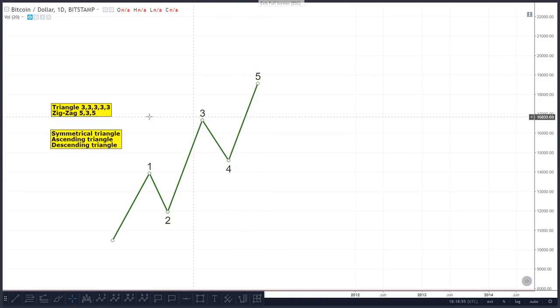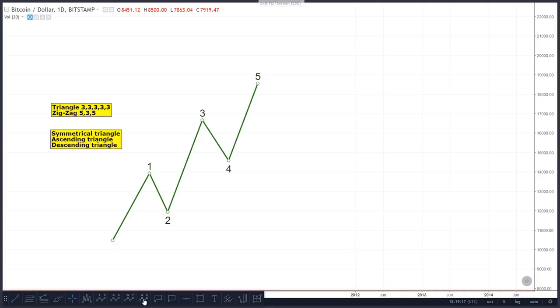Alright, now we're going to talk about triangles. There are a few different variants of triangles, so we will be talking about triangles for a little bit longer. First of all, we'll go with a symmetrical triangle. With a symmetrical triangle, both the upper and lower line are sloping.